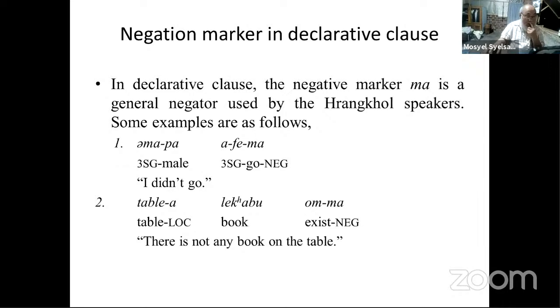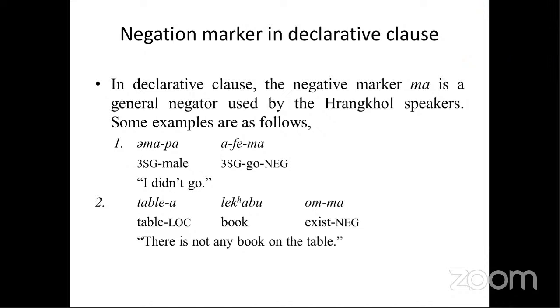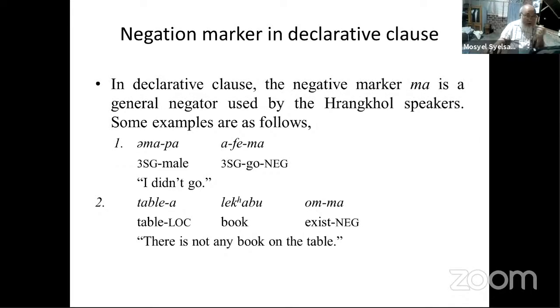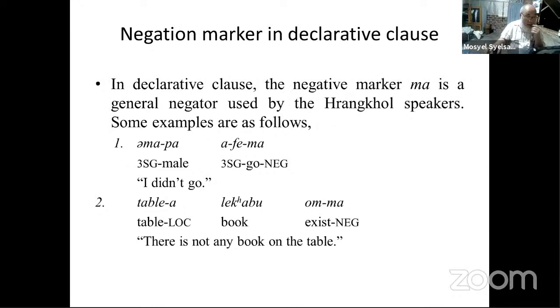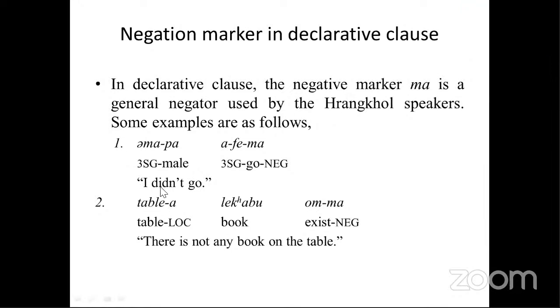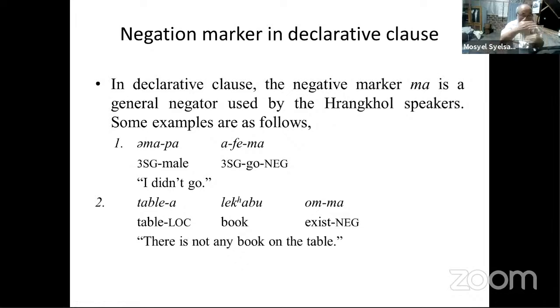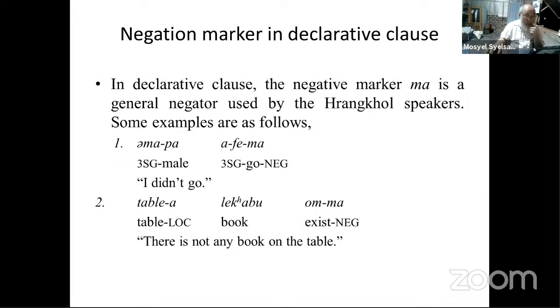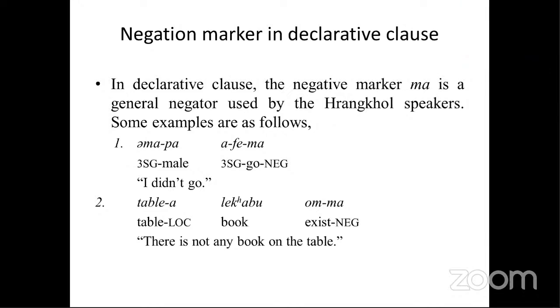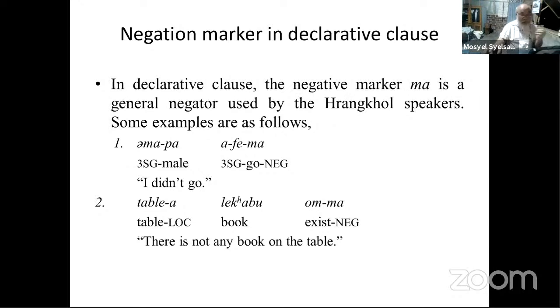Amma pa afema, right? Yes. You said I didn't go in your translation. Yes, sir. But in your glossing, you said 3SG, right? Yes, sir. Third person singular. Sorry, sir. My translation was wrong, sir. It will be he didn't go there. Sorry, sir. Okay. Because of that, I was all along confused. I assumed that this was a mistake. Am I right? Yes. Thank you for correcting me, sir. Okay. That is all I wanted to know.